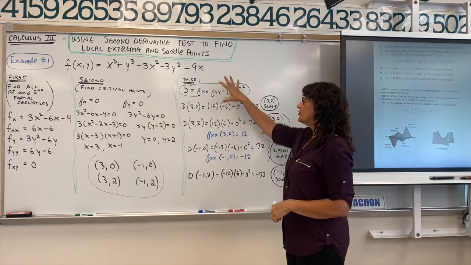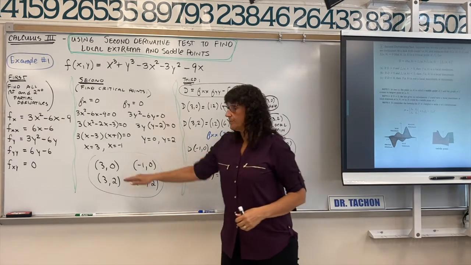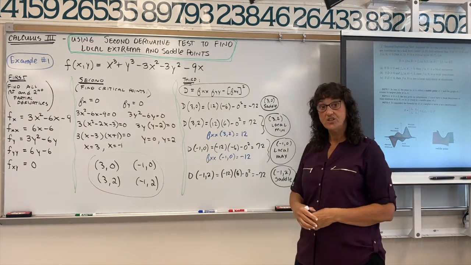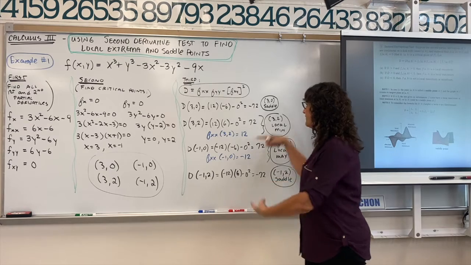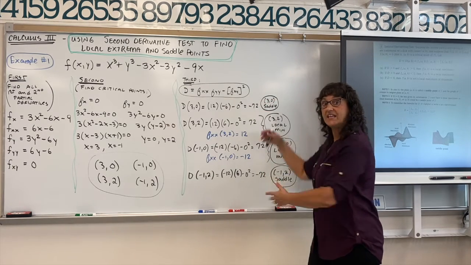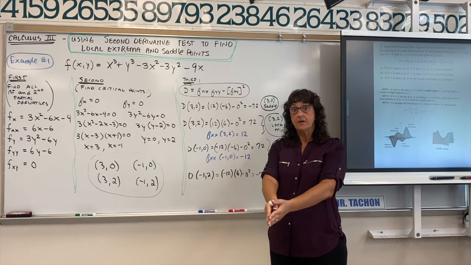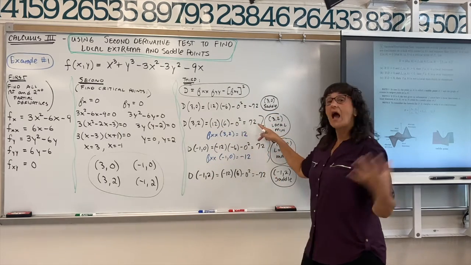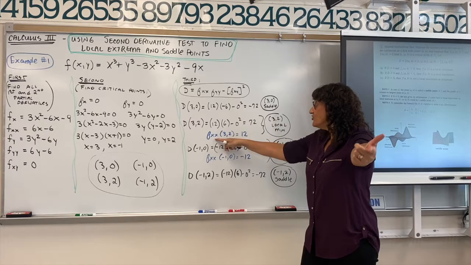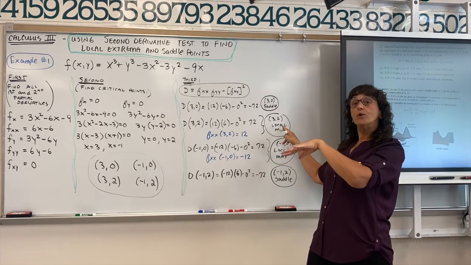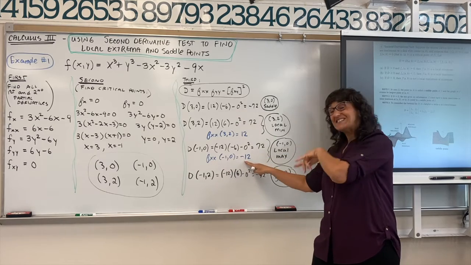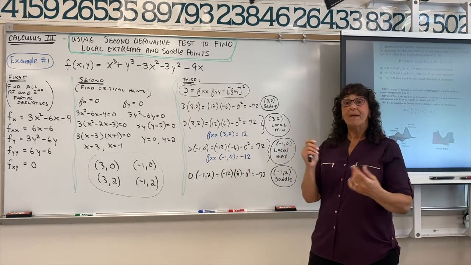Now, how do we know if these critical points are maxes, mins, or saddle points? You take your D equation. If the value comes out negative, it's a saddle point. Plug your critical numbers into the D equation. If the value comes out positive and the second partial with respect to x is positive, you found a local minimum. If the value comes out positive and the second partial with respect to x is negative, you found a local maximum.